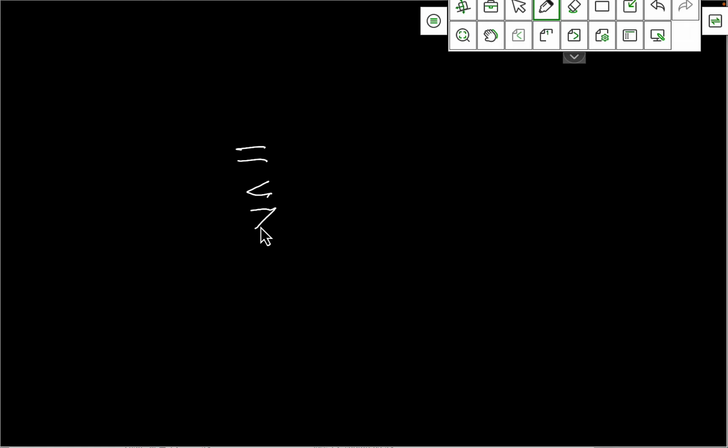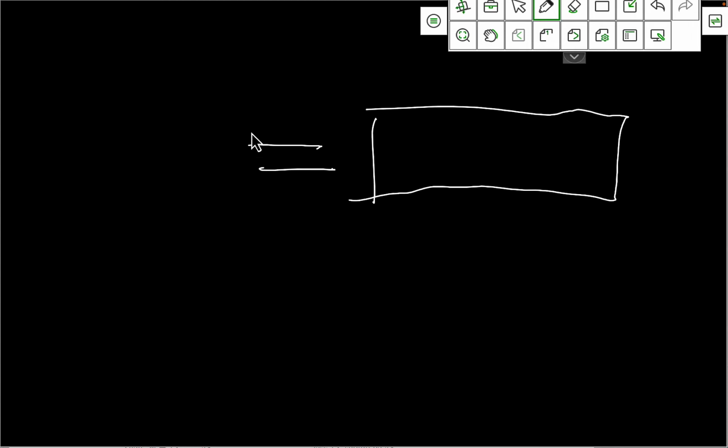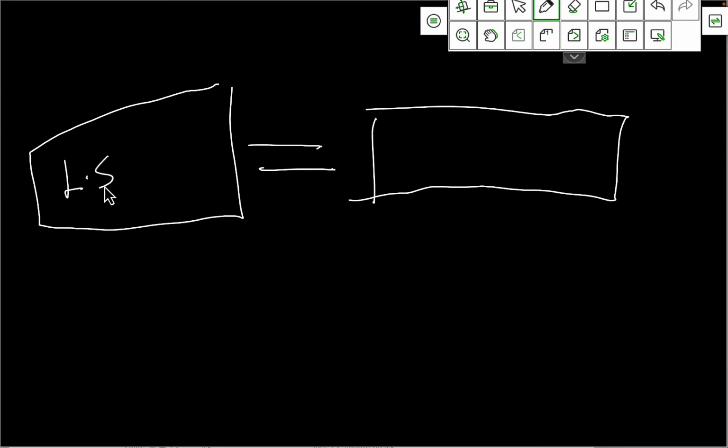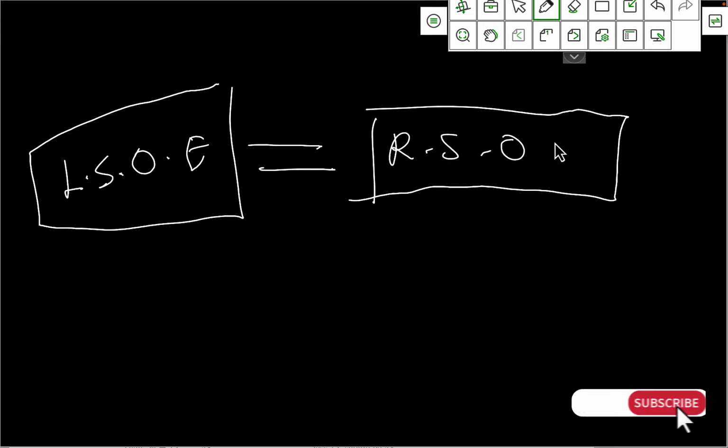Less than, greater than, less than or equal to, greater than or equal to. These are all comparison operators. Whenever you have any of these signs, you are comparing quantities. You are comparing variables, you are comparing numbers. And whenever you have an equal sign or any comparison operator, there are two things you need to take note of: the left side and the right side. We usually call this the left side of equality, and this is the right side of equality.